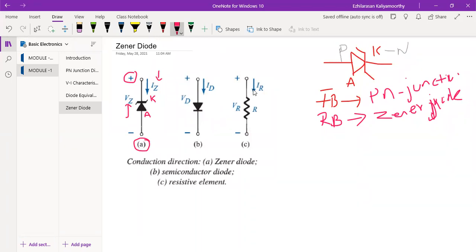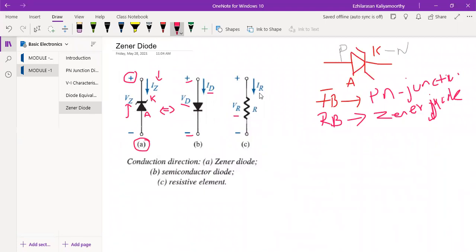With respect to the PN junction diode, we have VD, the diode voltage, and ID, the diode current. Here we have VZ and IZ, with the polarity minus and plus. You see this difference between the two. Symbol B is your semiconductor diode, whereas C is a resistive element, a simple resistor, with voltage VR.